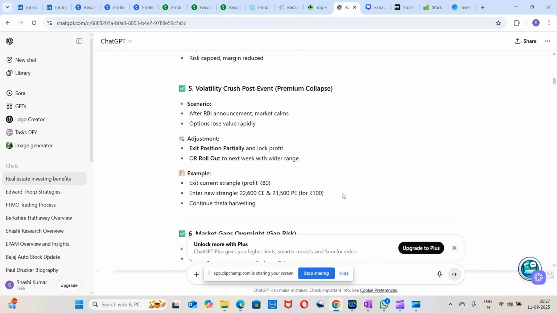Volatility crush post event: premium collapses after the RBI announcement or market comms scenario, and options lose value rapidly. So what you do is you exit the position partially, you lock the profit. Whatever profit you have got, you lock it, and you roll out to the next week so that you get a wider range. So you exit the current strangle to take the profit and enter a new strangle for the next week, so that you get a wider range and continue theta harvesting.